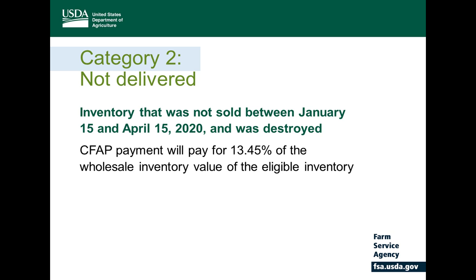The next is Category 2, for when it's not delivered. This category is inventory that was not sold between January 15th and April 15th of 2020 and was destroyed. The CFAP payment in this case will pay 13.45% of the wholesale inventory value of that eligible inventory.